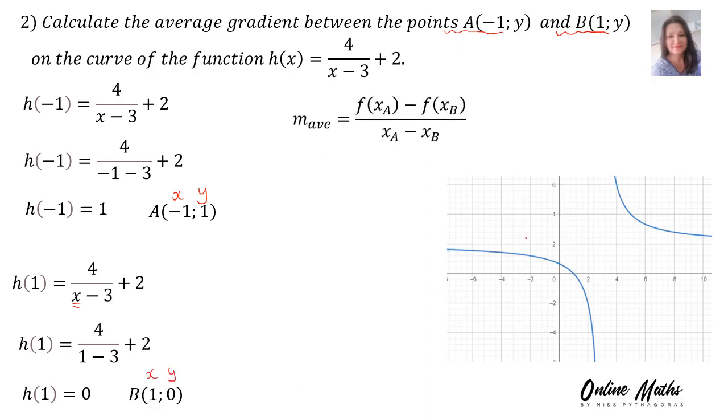Then, the average gradient, there's your formula, f(xa) minus f(xb). And remember, this is the exact same way of writing the y at A minus the y at B. And then we can substitute. The y at A is 1 minus the y at B is 0 over the x at A is -1 minus the x at B is 1. And the average gradient is -0.5.